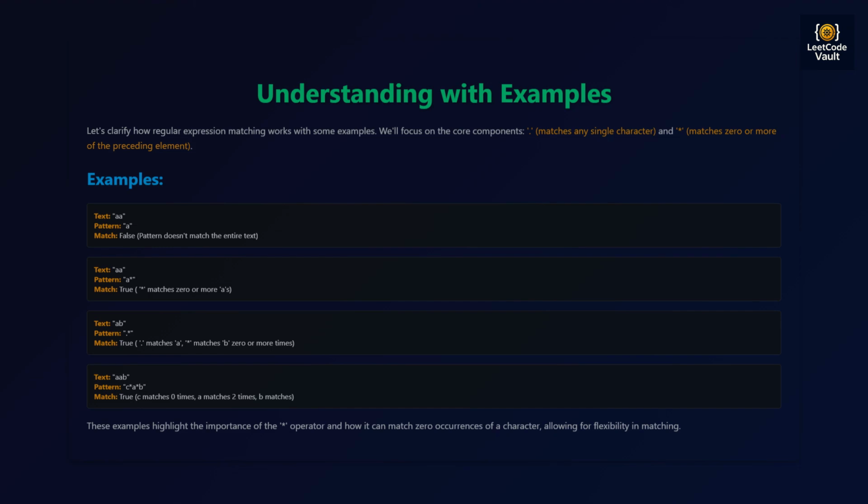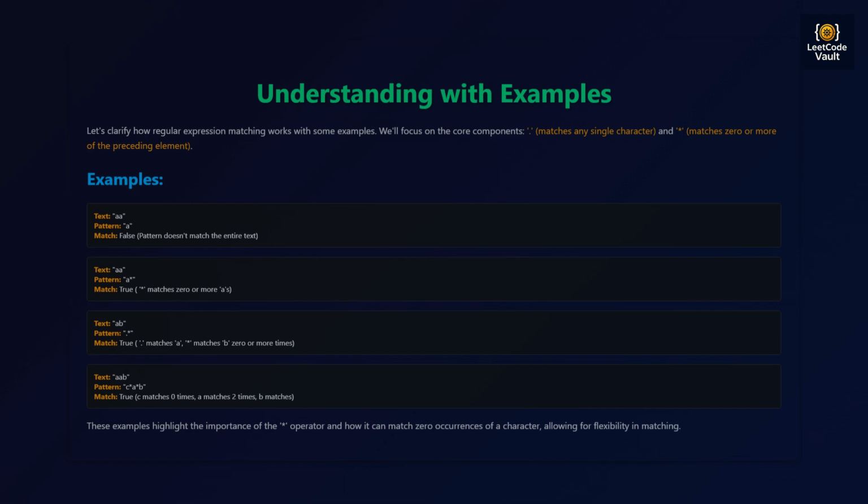Understanding with examples. Let's clarify with some examples. If the text is AA and the pattern is A, it doesn't match because the pattern only has one A. But if the pattern is AA, it's a perfect match. Now consider the pattern A star. The star means 0 or more A's, so it matches both the empty string, A, AA, AAA, and so on.